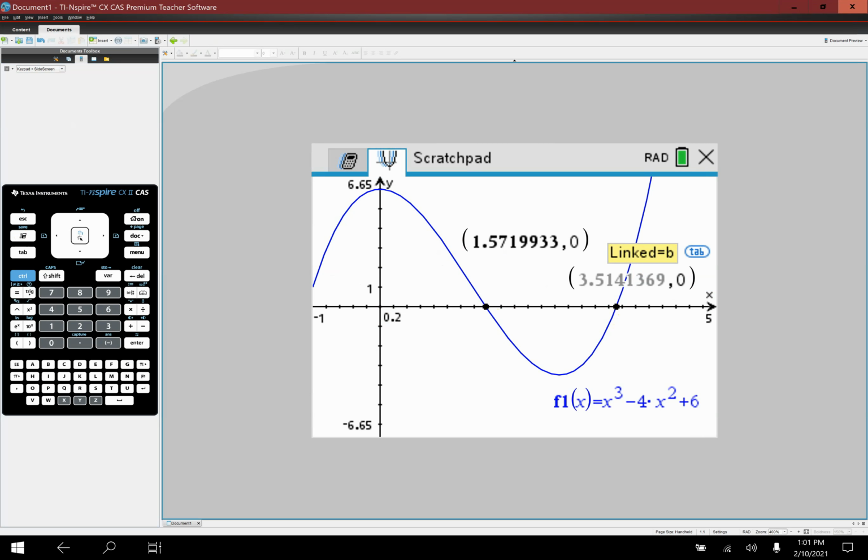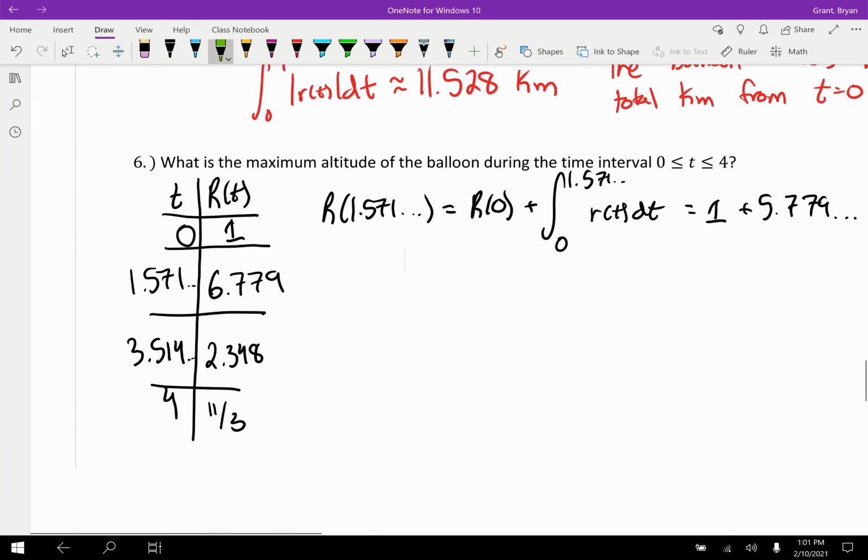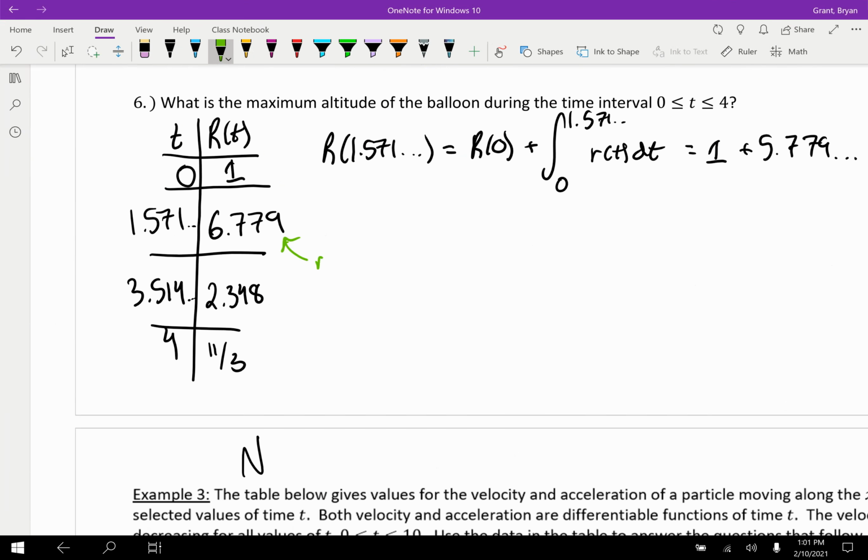So either way, I think we can come up then with our maximum altitude here. I'll put some kilometers at the end, maximum altitude. Our justification is the candidate's test, and we are good to go.